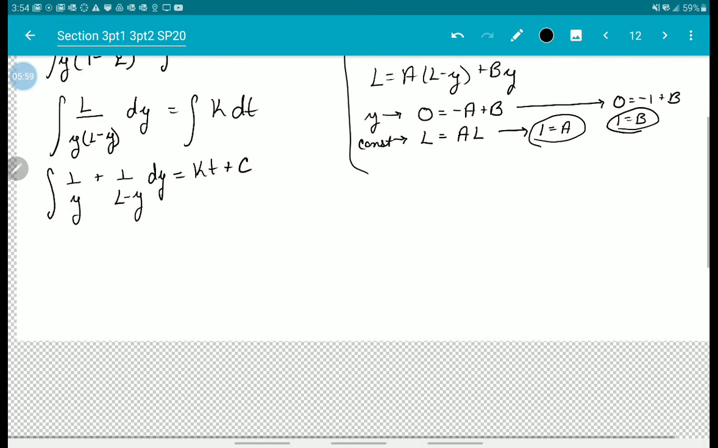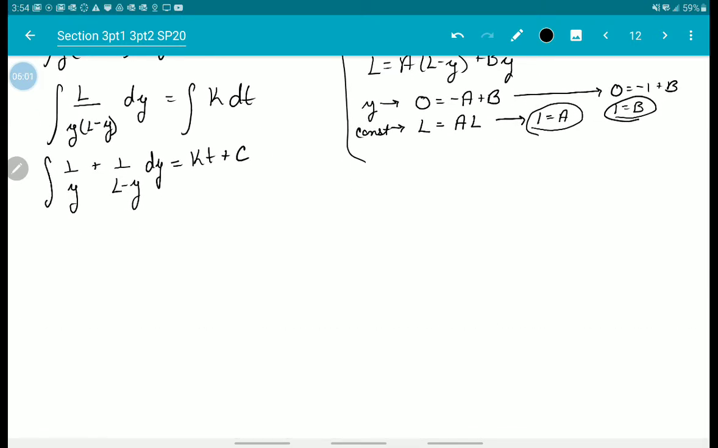So then if we integrate, we're going to have the ln of the absolute value of y. This is going to be a u substitution. We're missing the negative 1. Compensate with a negative outside. So that's going to give us a negative ln of L minus y equals kt plus c. Combine the logarithms on the left.